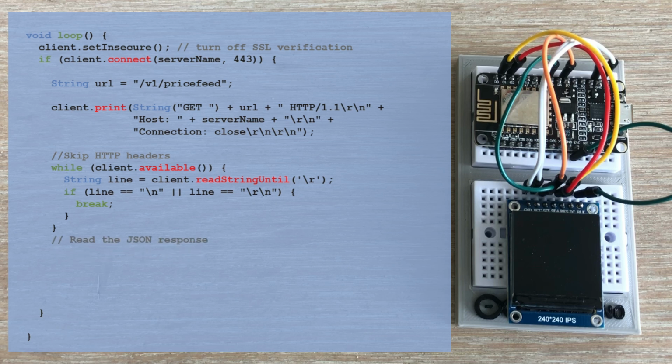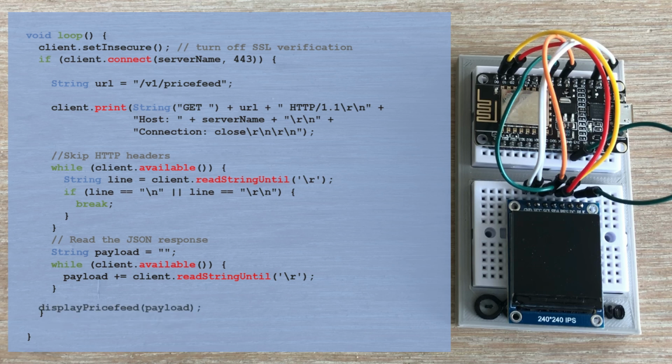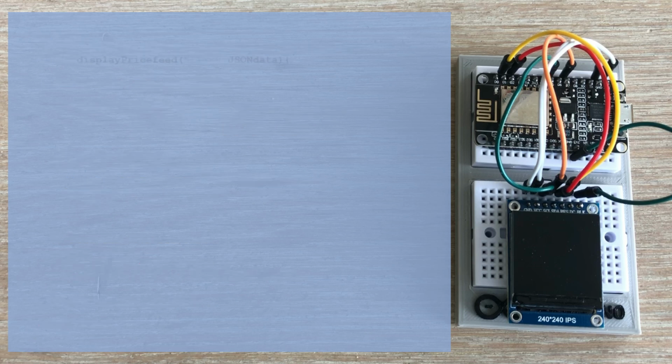Now we use the payload string variable, which is initially blank, to save the rest of the response. We can then pass the payload variable containing JSON data to the custom function we created. This function will parse the JSON data, filter the results we want, and display them on a TFT display. We wait 3 seconds between each loop function execution. So how would that custom function to process JSON data and display it work?